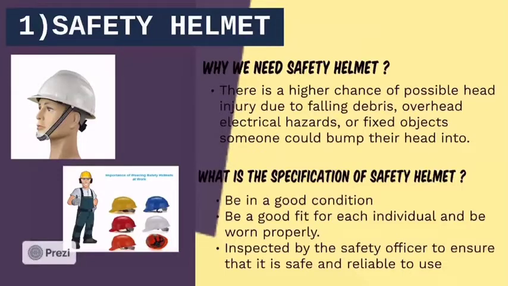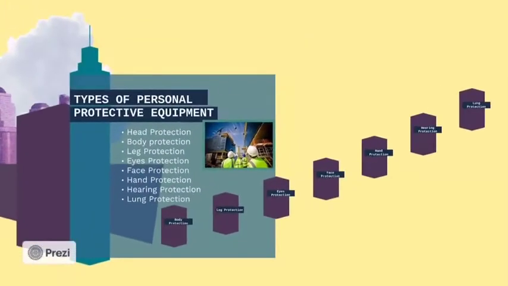What is the specification of a safety helmet? It must be in good condition, be a good fit for each individual, and be worn properly and inspected by the safety officer to ensure that it is safe and reliable to use. Next, let's move to the body protection.